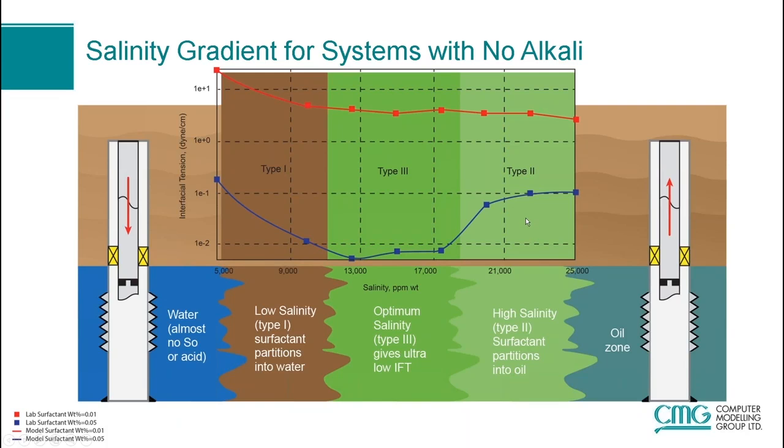Now the diagram here is just showing what the IFT may look like for these different zones. So at the higher salinity than the optimum, the surfactant will partition more into the oil, and that will tend to focus the surfactant near the front, at the front of the optimum salinity. And then you follow the optimum salinity with a lower salinity slug, and there's two reasons for doing that. The first reason is to make sure that the surfactant is in the same phase as the following polymer flood. And the second reason is because polymer is more efficient at lower salinity.